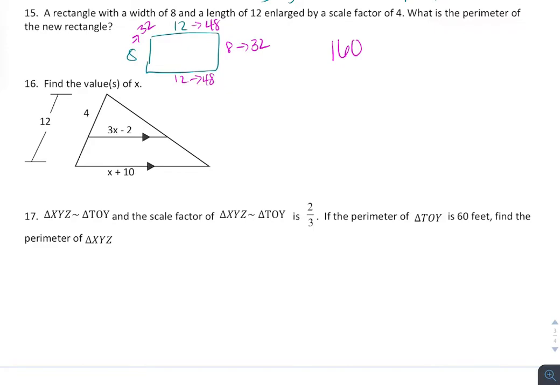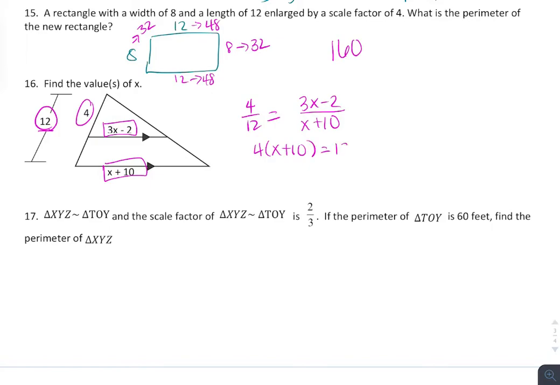Moving on to number 16. So number 16, we are going to set up a proportion. We're going to have 4 over 12. So 4 over 12 is going to be equal to 3x minus 2 over x plus 10. So we're going to cross multiply: 4 times x plus 10 is going to be equal to 12 times 3x minus 2. So we're going to have 4x plus 40 equals 36x minus 24. So we're going to end up having 32x equals 64, and we're going to get x equals 2.